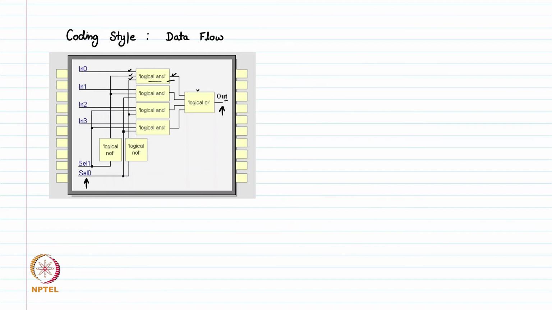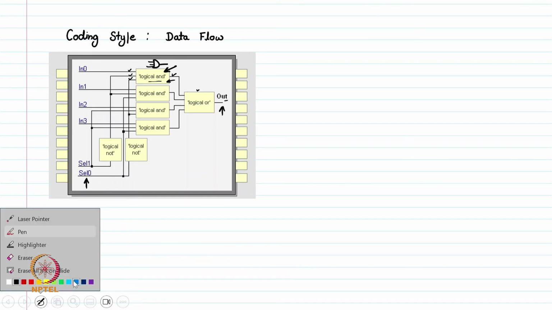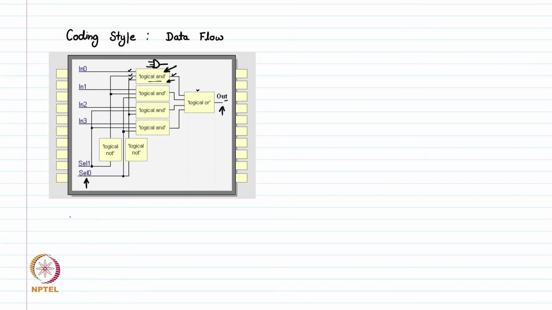Here the difference from the first, structural, is that in the structural style we already knew the module, we had already designed that AND gate module in our library. However, here we are just writing it in terms of some assignments. So, we are just mathematically expressing that a logical AND should be there between these three inputs. This is data flow kind of coding style. So, in data flow coding style, it is similar to logical equations.